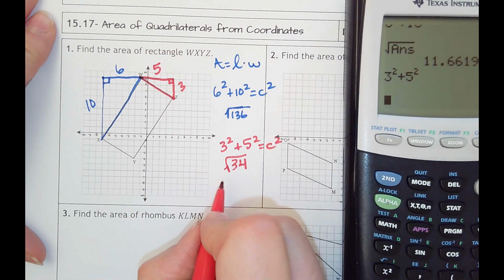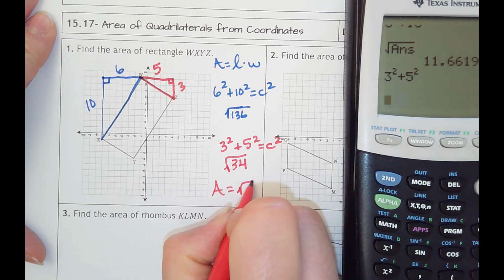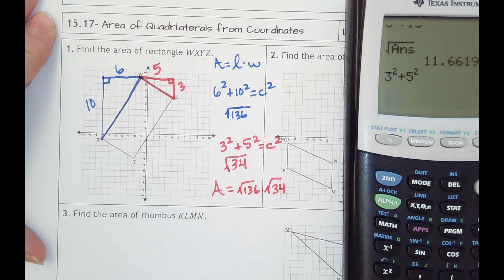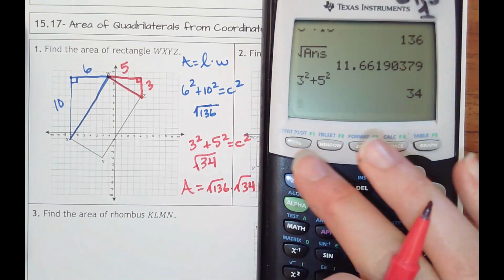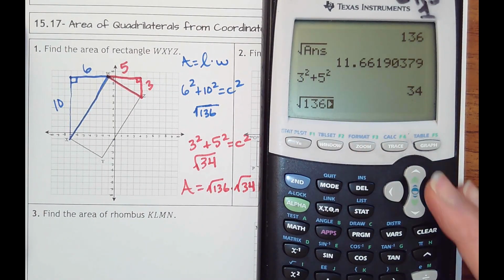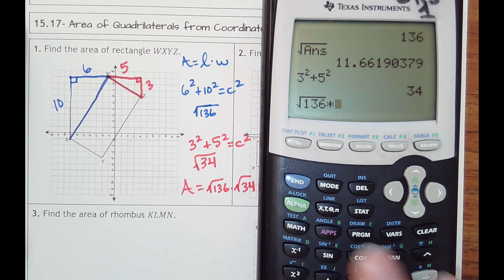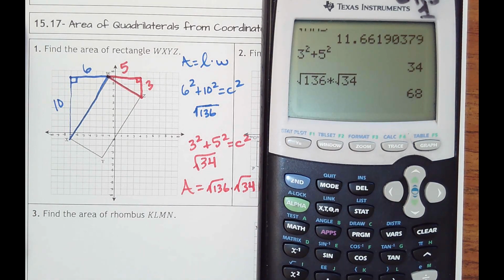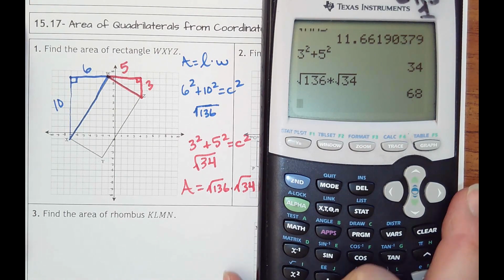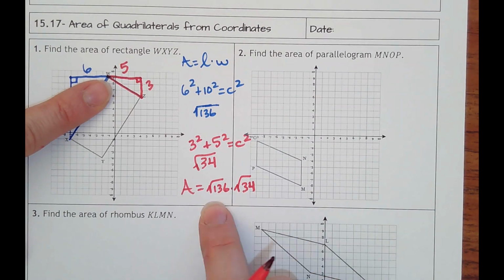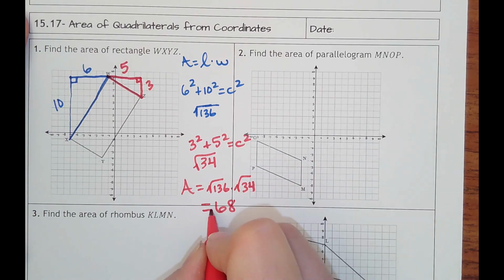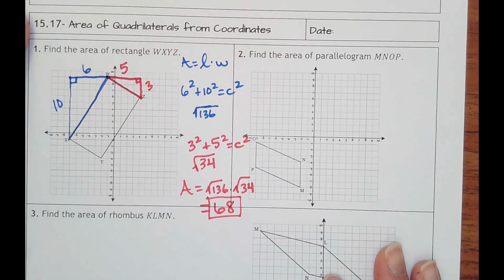Now we know that we're just multiplying those. And so if I have the square root of 136 times the square root of 34, I get simply 68. To me, it's a lot faster to do it on my calculator than try to break these up and then know the rules of multiplying radicals. So it'd be 68 square units.